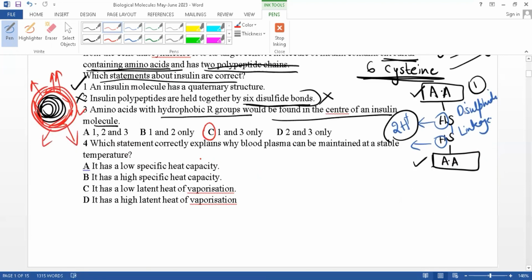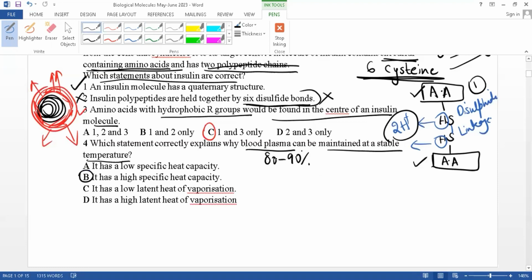Now the next one. Which statement correctly explains why blood plasma can be maintained at a stable temperature? You know that blood has a high specific heat capacity, which means that in order to raise the temperature of 1 gram of water by 1 degree Celsius, a large amount of energy is required. So that is high specific heat capacity, and that is why if the external temperature changes, blood plasma, which is 80 to 90% water, does not change its temperature very quickly.